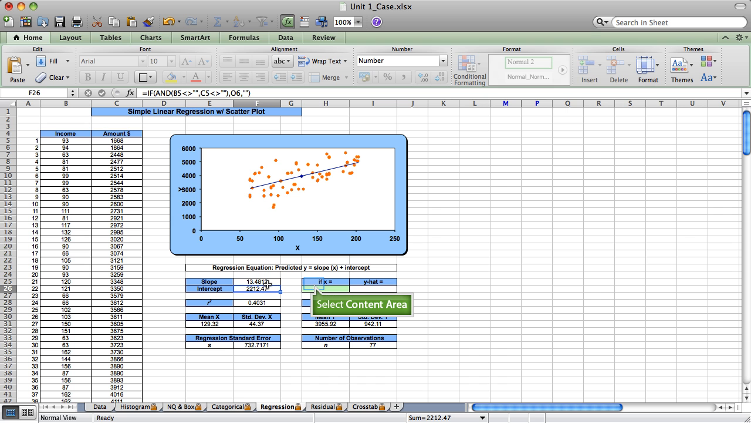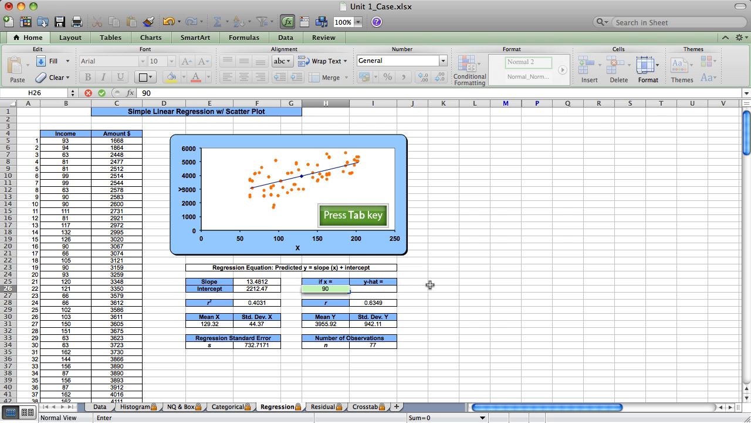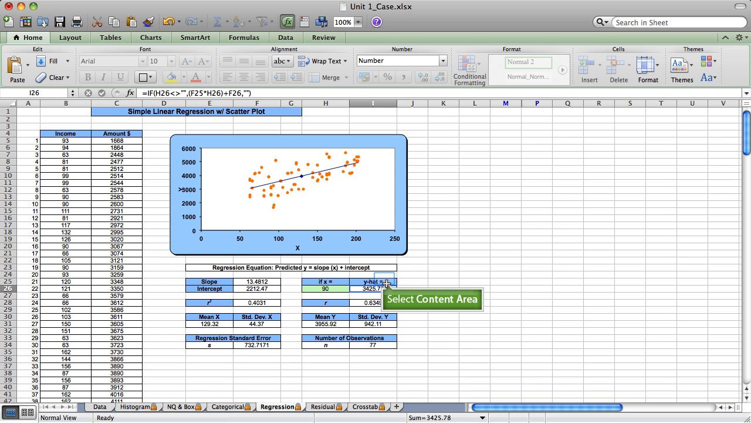Using that equation, I could input a particular income, such as 90,000. If X is 90,000, my equation would produce a predicted Y value, in this case a predicted amount charged, of $3,425.78. In other words, the regression equation predicts this amount charged given an income of 90,000.